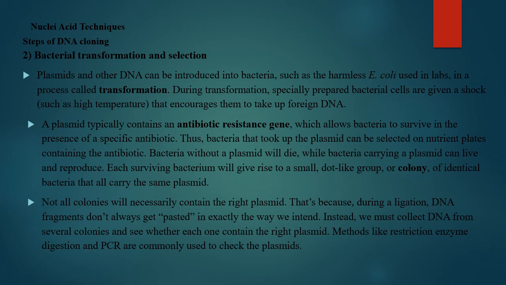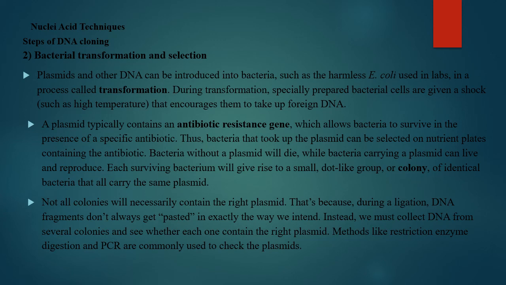The surviving bacterium will give rise to a small dot-like group, or colony, of identical bacteria that all carry the same plasmid. So those carrying the plasmid survive, and we can see a colony of them which can be identified. And the last point here: not all colonies will necessarily contain the right plasmid. That's because during ligation, DNA fragments don't always get pasted exactly the way we intend. Instead, we must collect DNA from several colonies and see whether each one contains the right plasmid.